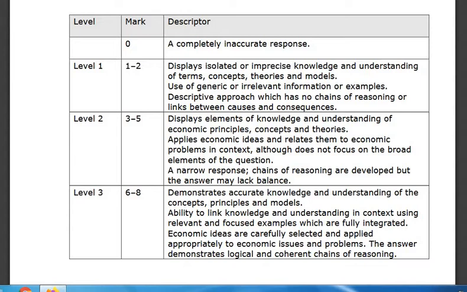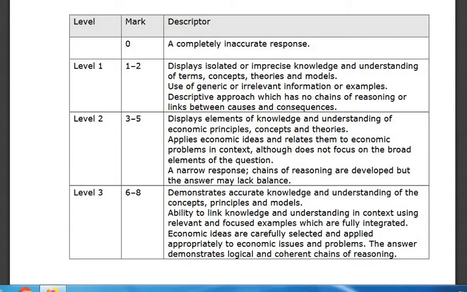What that means is that maybe you've only developed one idea. For a question like this, for 8 marks of KAA, you're probably looking for 2 developed themes. If you only write one theme, you'll be trapped in level 2, so the most you can score is 5 out of 8. Chains of reasoning are developed, but the answer may lack balance. So what that basically means again is it's quite narrow. That's why there's the semicolon there. There could be other things that really should be in your answer that you've not included within it.